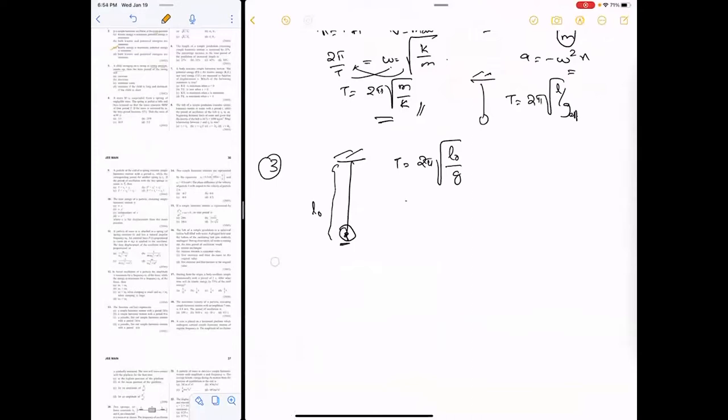Now you are standing up. When you are standing up, this is your head, legs. So your center of mass is somewhere here. This is L dash. When you stand up, the center of mass will be somewhere at the center. So the effective length will decrease. I can say L dash is less than L naught. So the new time period T dash is 2 pi under root L dash by g.